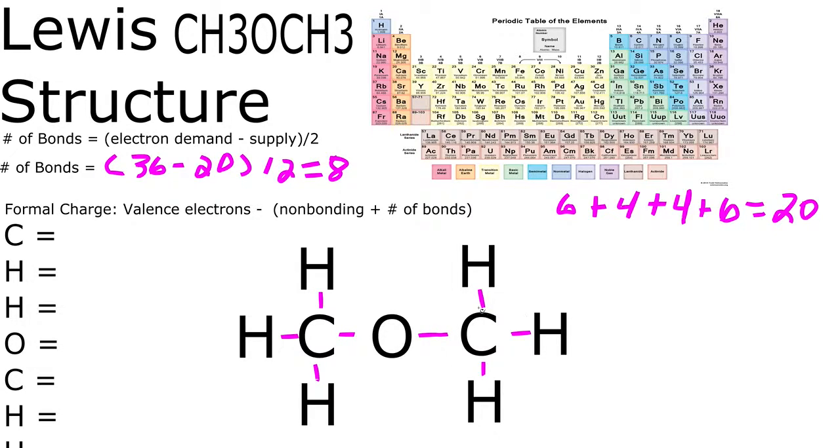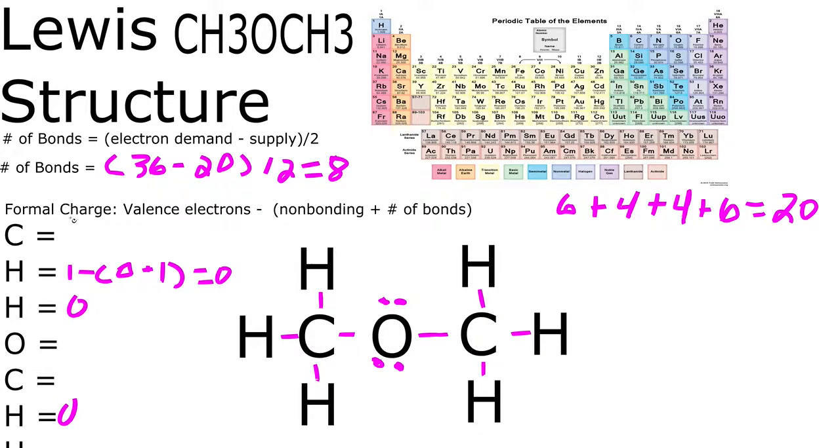And what do you know? Carbon has 4 bonds, which is amazing because carbon loves forming 4 bonds. So this is what our molecule should look like. Let's check the formal charges. But first, let's do the hydrogens because they all look the same. So hydrogen has 1 valence electron, 0 non-bonding, plus 1 bond. So that'd be 0. So every hydrogen has a 0 formal charge.